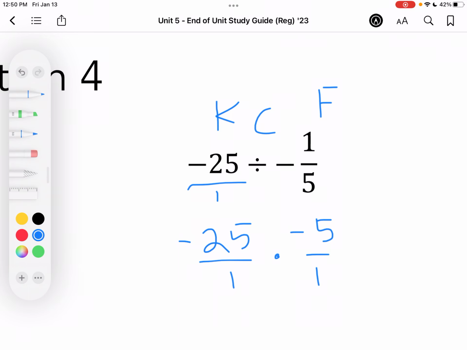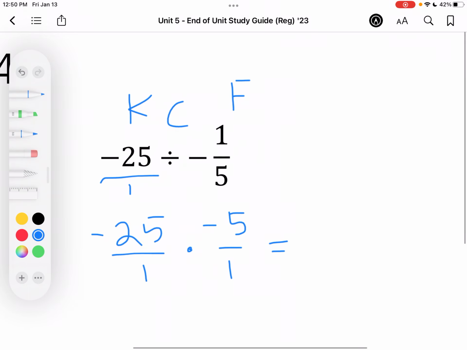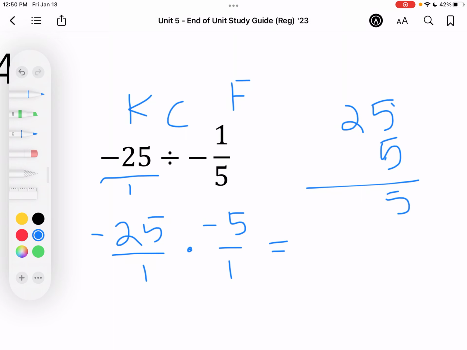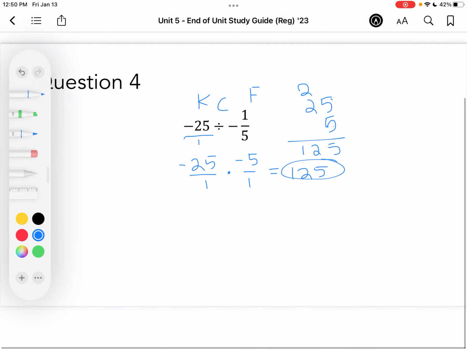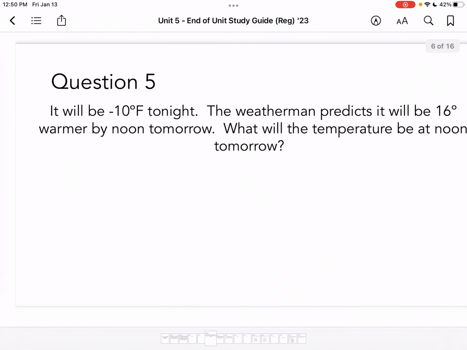So I know my answer is going to be positive because the signs are the same. So 25 times 5. 5 times 5 is 25. 5 times 2 is 10, plus 2 is 12. So I get 125, and it's going to be positive. So 125 is going to be my answer.